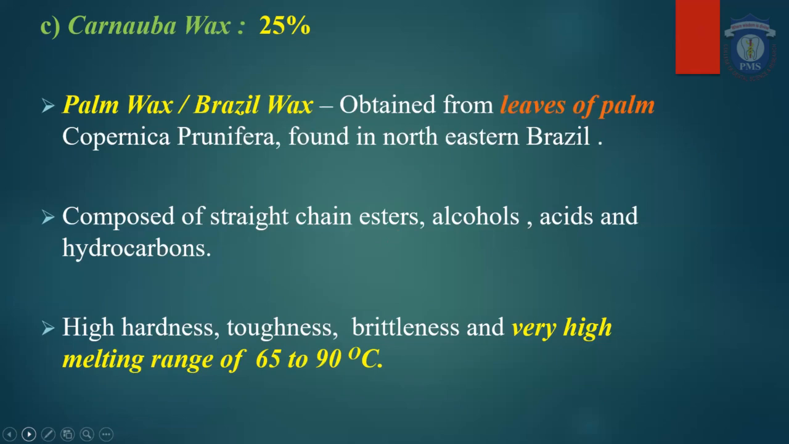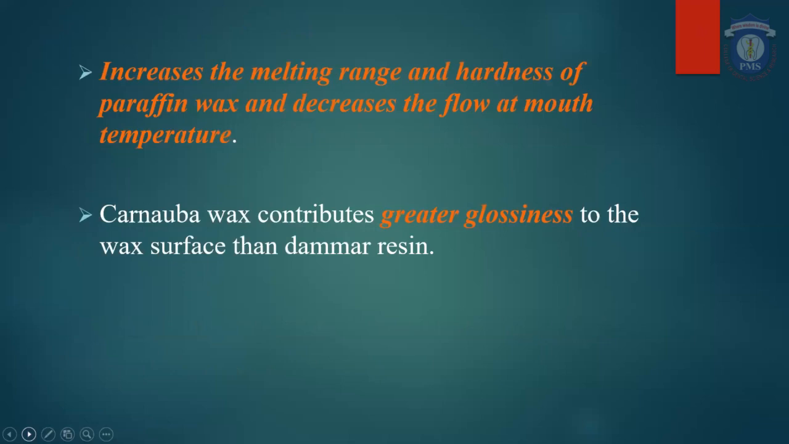Now the main function of this carnauba wax, and also the next wax I am going to mention, that is candelilla wax, is the high hardness, toughness, brittleness, and the last point, very high melting range of 65 to 90 degrees Celsius. So that mainly increases the melting range and the hardness of paraffin wax and decreases the flow at mouth temperature, especially when it is used in direct technique. Direct technique I shall be explaining in detail later. Carnauba wax also contributes to greater glossiness to the wax surface than the damar resin.